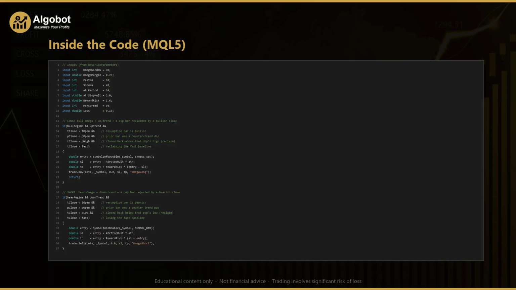The short block is the exact mirror. It needs a bear regime and a downtrend, a bearish resumption bar, a prior counter-trend pop, and a close back below the pop's low and below the fast baseline. It then reads the bid price, sets the stop loss above the entry, computes the take profit below it by the reward risk multiple, and calls trade.sell. Both sides carry a protective stop and a defined target from the moment the order is sent.